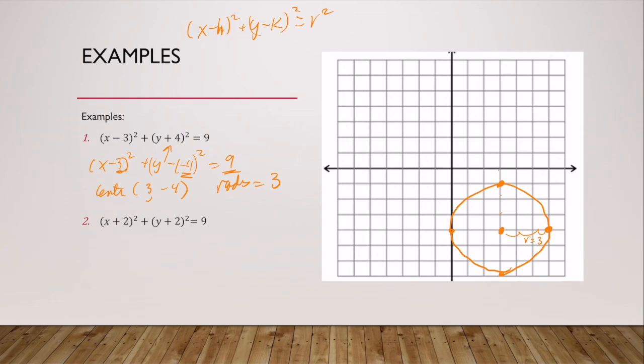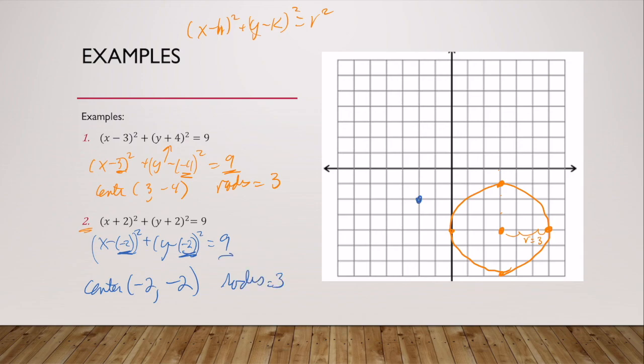For part 2, let's switch color. I have x minus a negative 2 squared, because again, we want to write that as a negative, plus y minus a negative 2 squared is 9. That means my center, my h is negative 2, my k is negative 2, and my radius is going to be the square root of 9, which is 3. So here's my new center. I count 3 north, south, east, and west. So up, down, left, right. And this would be our new beautiful circle. Okay, well, not so beautiful, but you get the gist.